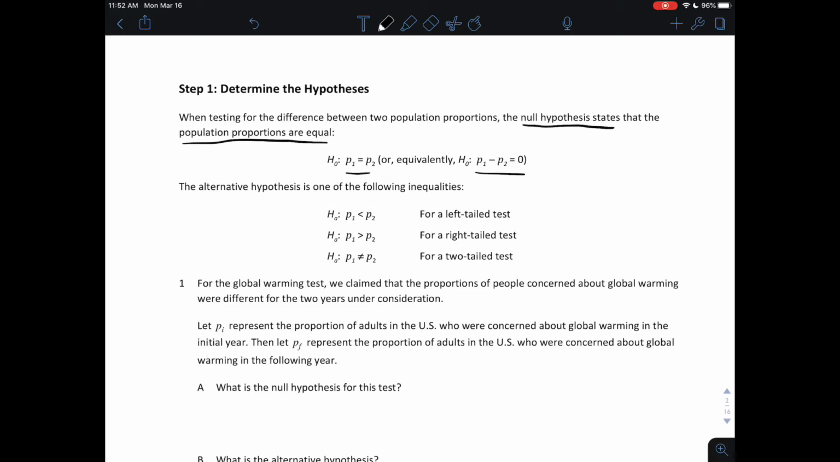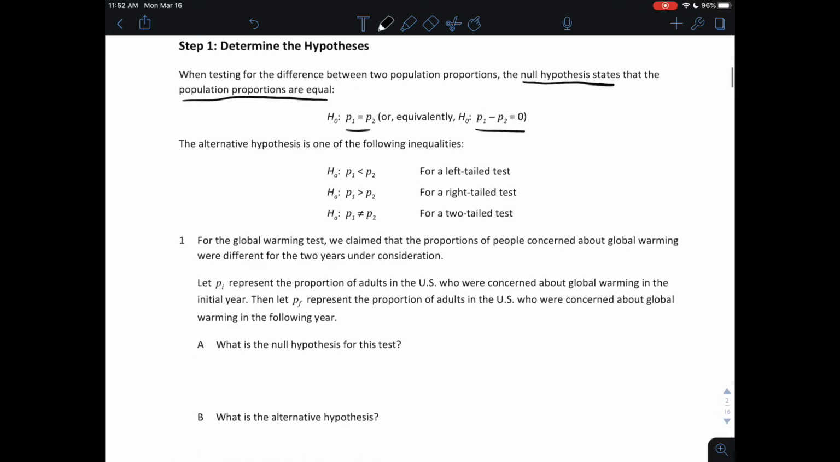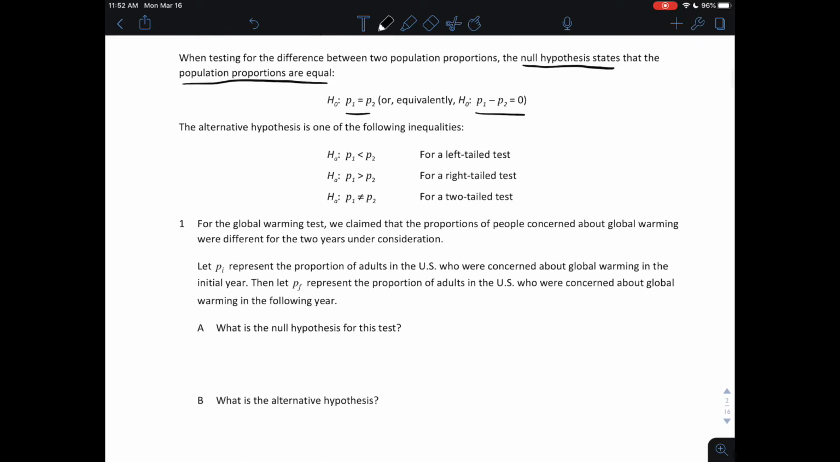The alternative hypothesis is one of the following inequalities. So H sub A for alternative hypothesis, we could have p1 less than p2, that's a left-tailed test, p1 greater than p2, that's a right-tailed test, and p1 not equal to p2, that is a two-tailed test. Number 1, for the global warming test, we claimed that the proportions of people concerned about global warming were different for the 2 years under consideration.